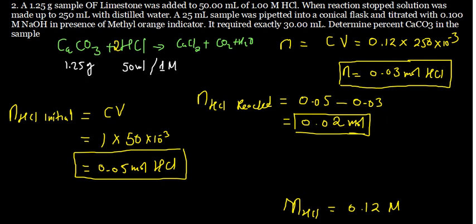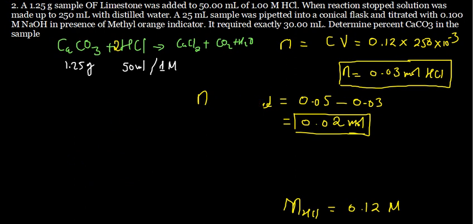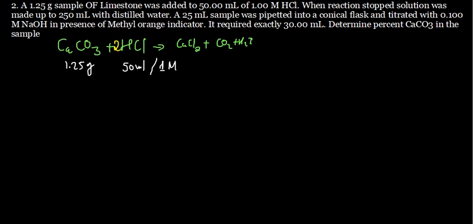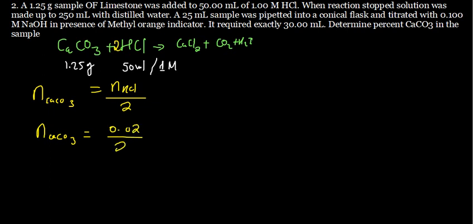From these 0.02 moles which reacted, we can now determine how much calcium carbonate they reacted with, because these are the ones which reacted with calcium carbonate. From the balanced reaction, we can see number of moles of calcium carbonate over 1 is equal to number of moles of hydrochloric acid over 2. So the number of moles of calcium carbonate which reacted is going to be 0.02 divided by 2. That will give us 0.01 moles of calcium carbonate having reacted.